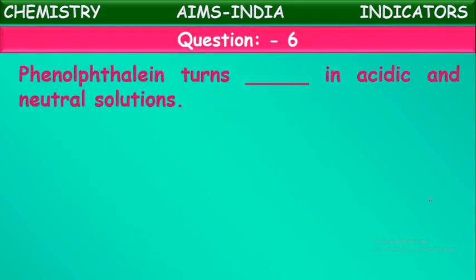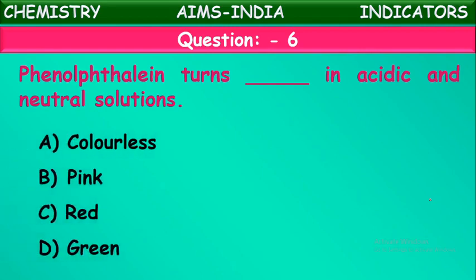One more. Phenolphthalein turns dash in acidic and neutral solutions. How does phenolphthalein show color change with acids and neutral substances? Will it be colorless, pink, red, or green? What will be the color of phenolphthalein in an acidic medium? Yes, it is colorless. It won't show any color with acids. It will show a color change with bases only, turning pink.